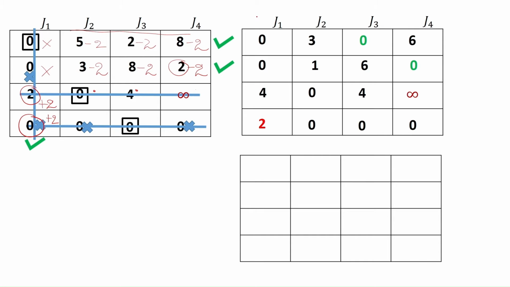Now can I do all the 4 allocations? Let's see. Do I see a single 0 in the first row? No. So I just hold that and move on to the second row. Do I see a single 0 in the second row? The answer is no. So I move on to the third row. Do I see a single 0 in the third row?